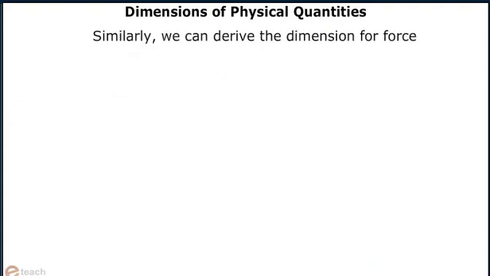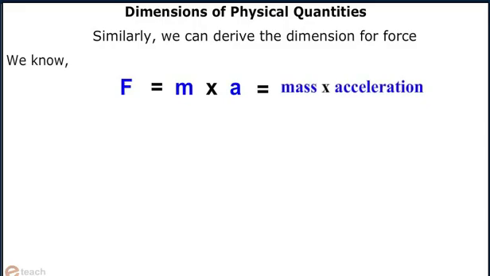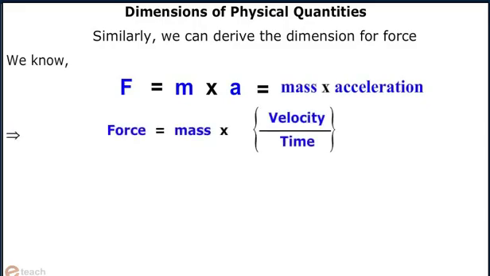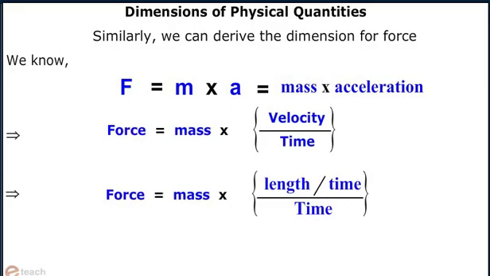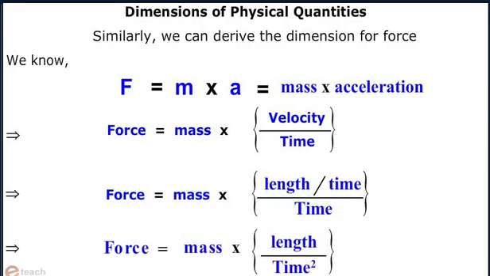Similarly, we can derive the dimension of force. We know F equals m into a, which is mass into acceleration. This implies force equals mass into velocity by time, which implies force equals mass into length by time divided by time, or force equals mass into length by time square.